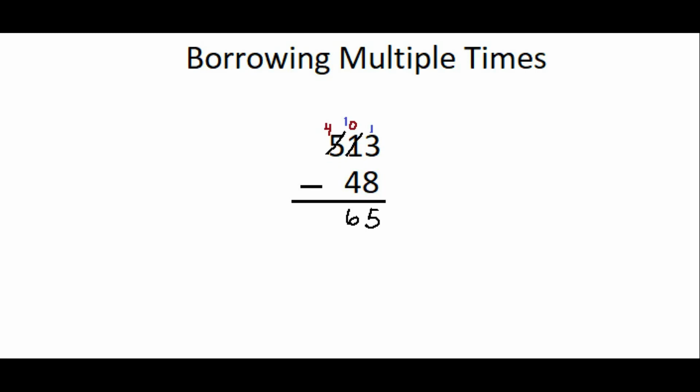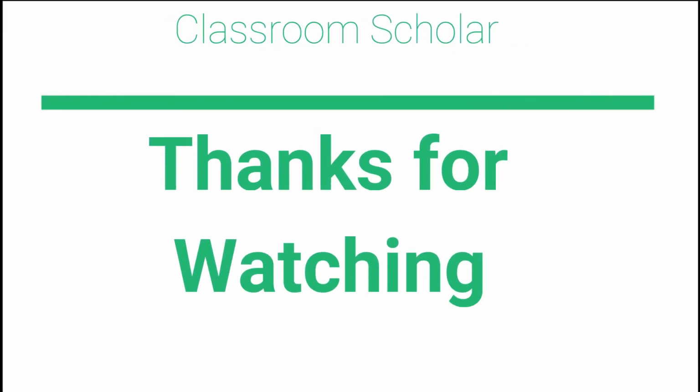In the next column, we have 4 minus nothing. 4 minus nothing is 4. Our answer is 465. 513 minus 48 equals 465. And that was our last example.